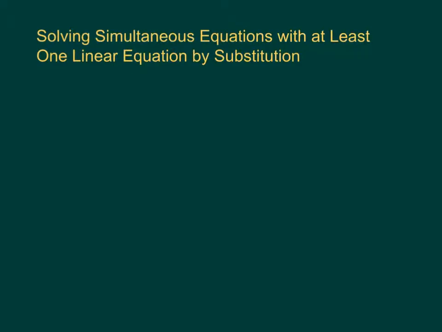Hi, in this video I'm going to show you how to solve simultaneous equations with at least one linear equation by substitution. So basically, let us have the equations 2x plus y equals 5 and x squared plus y squared is equal to 5.